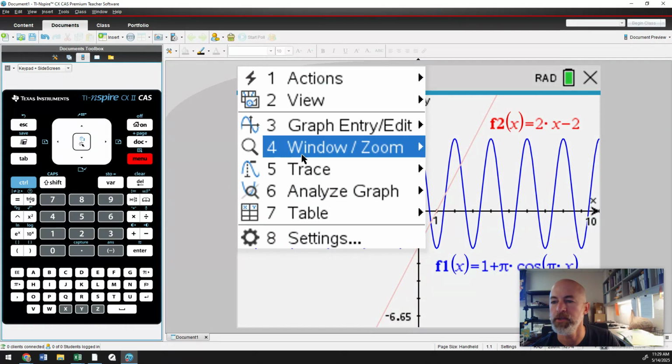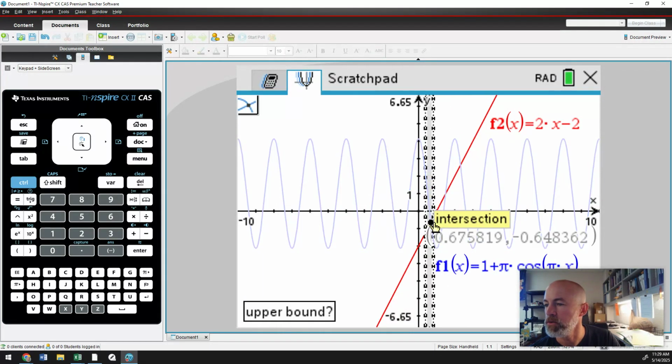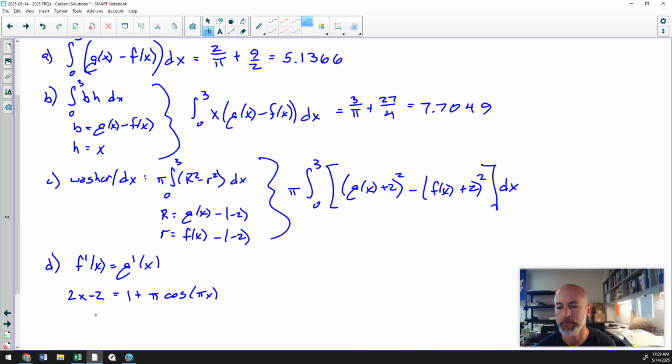So I'm going to go menu, analyze, intersection, drag across there, and the intersection point is x equals 0.6758. Make sure I answer the question. It can be shown that g prime is this. Find the x value at which the line tangent to f is parallel to the line tangent of g. There we go. We are done with question number 2 of the 2025 AP exam.